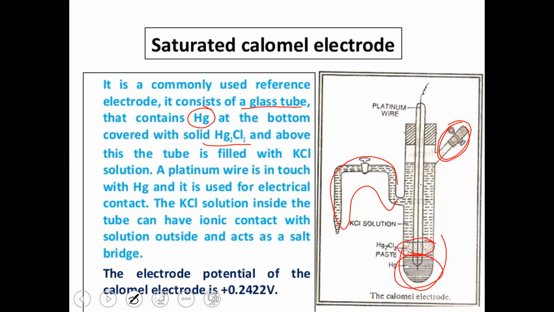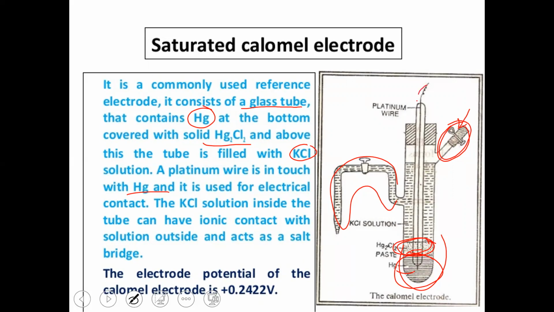That mercury is covered with a solid mercurous chloride paste. A mercurous chloride paste is present above the mercury, and then the tube is filled with potassium chloride solution. Then a platinum wire touches the mercury and is used for electrical contact.